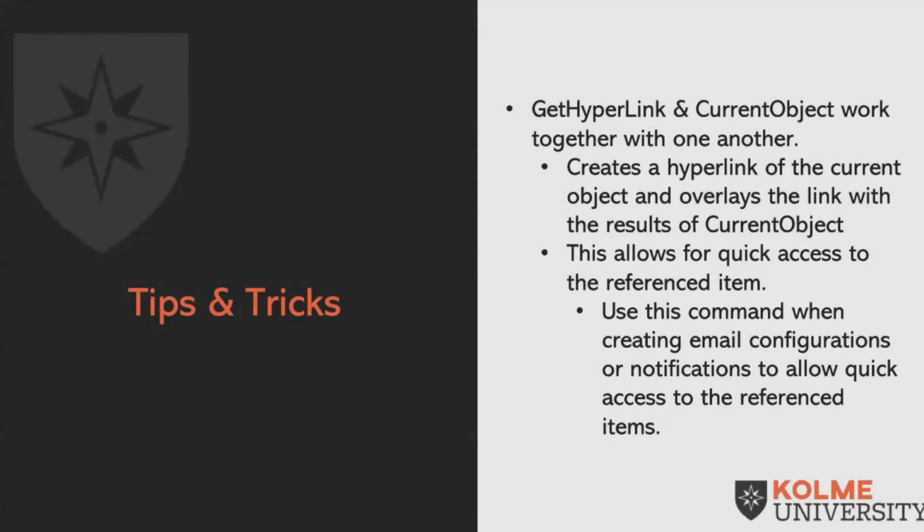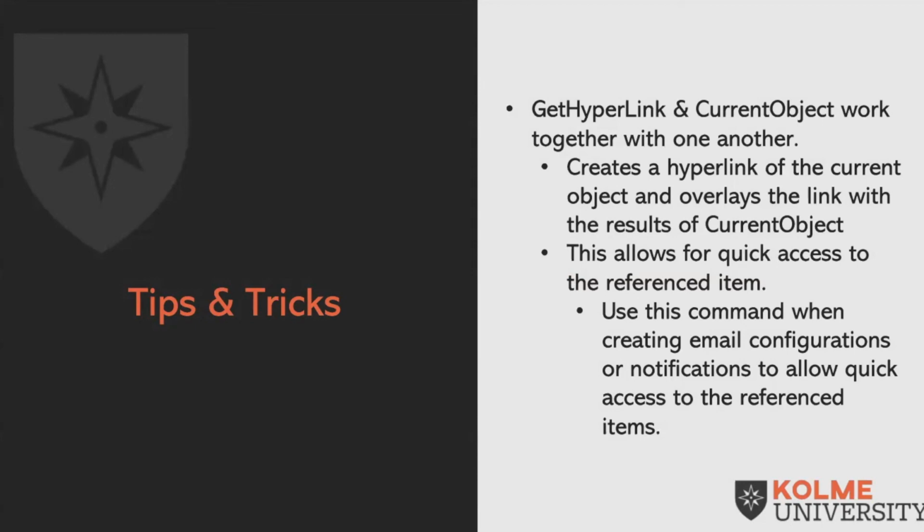Exactly. So again, just a couple little tips and tricks. As you just saw, get hyperlink and CurrentObject work closely together. Get hyperlink creates a hyperlink of the current object and overlays the link with the results of CurrentObject. This allows for quick access to the reference item. As a pro user tip, use this command when creating email configurations or notifications to allow quick access to the reference items outside of the Clarizen environment.